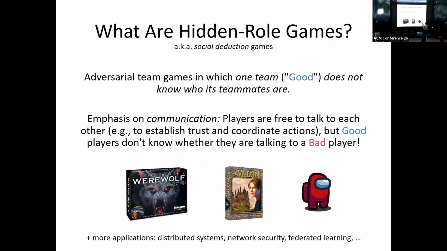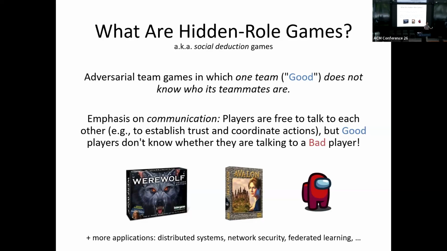This is a class of games also known as social deduction games. Probably most of you in the room have played at least one of these at some point. These are adversarial games in which there is one team, commonly known as the good team, that does not know who their teammates are, and one team, commonly known as the bad team, who do know who their teammates are. And in these games, there's an emphasis on communication. So players are usually free to talk to each other, free to try to establish trust and coordinate actions.